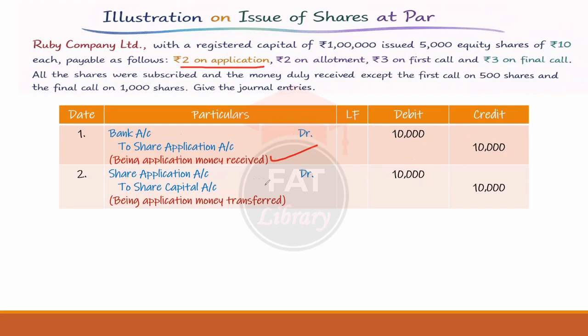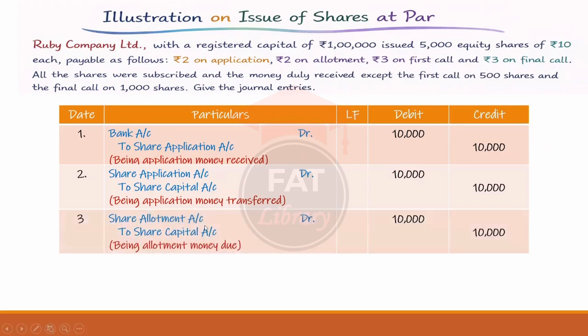So this is the concept. And the next thing we have is allotment. 2 rupees they are receiving on allotment. So what will be the journal entry here? You can see the journal entry will be share allotment account debtor to share capital account.